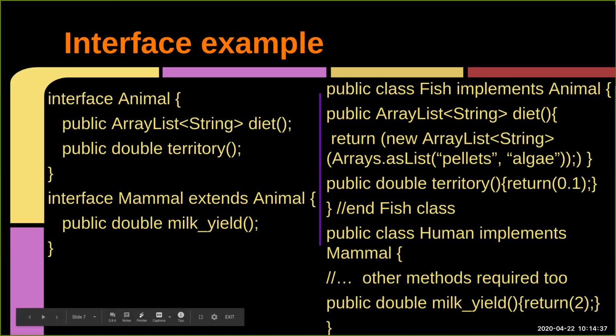So in the human, it's implementing mammal, which means that we have to have all three of these things, and then we're going to have the diet and territory. I omitted that, and then we have this milk yield, which returns just the number 2. I think that's 2 ounces or something. And there we go. That's how I use interfaces.